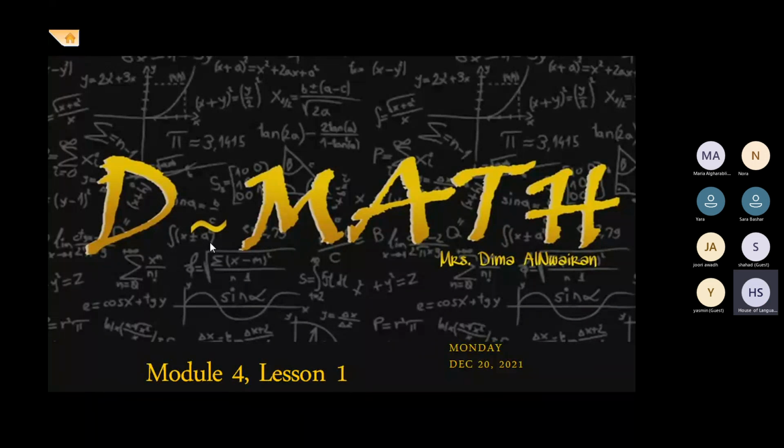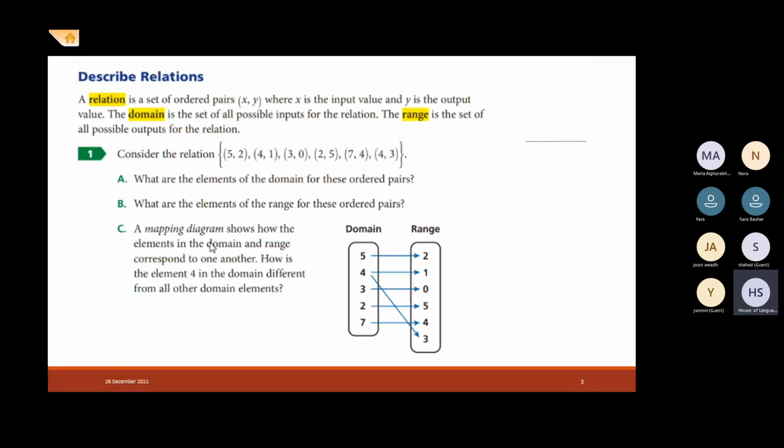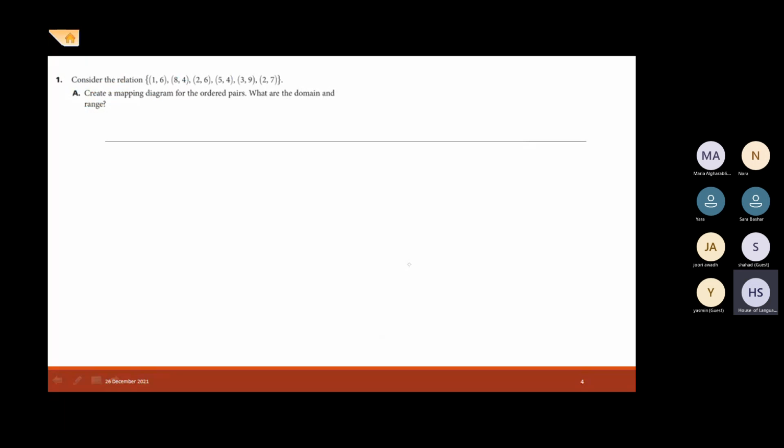We started with module 4, lesson 1, which was talking about relations and functions. We talk about relations, and about the domain and range. We say the domain is the values of x, the range is the values of y. We say that every number in a domain has a relation with its value in the range, and we name this part a relation.